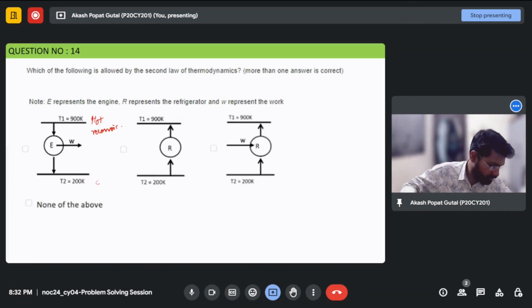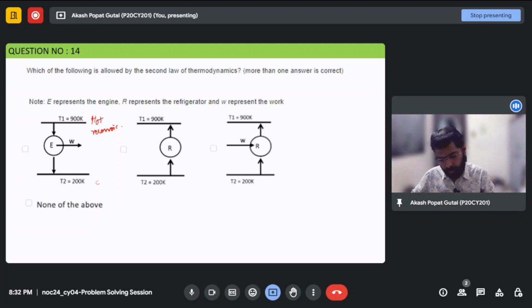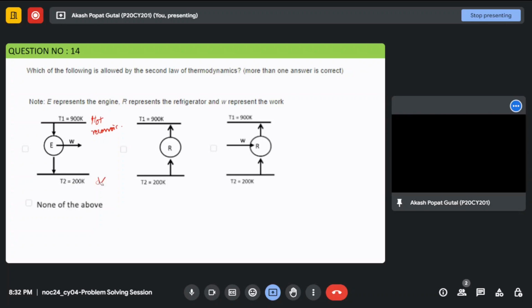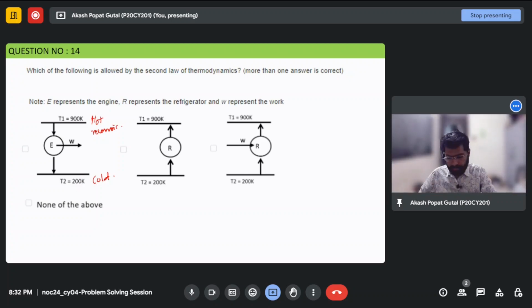Let me just write. And this is the cold reservoir. By watching the temperature, we can tell which is hot and which is cold. So this is hot and this is cold, and heat is transferred from the hot reservoir to the engine, and the engine is doing some work. It's going outside, and some heat is rejected to the cold reservoir. This is actually right. So this is the right option.